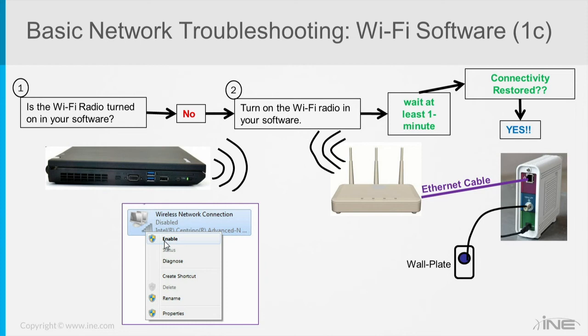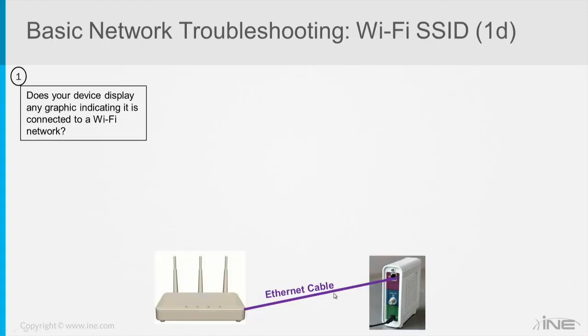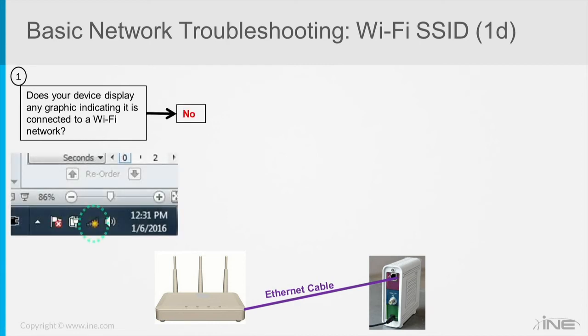Now let's say that's still not your problem. You say, okay, my switch on my laptop is turned on, or maybe in my tablet, I don't even have a switch, my Wi-Fi radio is turned on. I've checked that. Still don't have connectivity. Next thing you want to look for is somewhere on your tablet or your laptop, you should have some sort of graphic or icon that indicates if you're connected to a Wi-Fi network or not. Like in this particular case, if I see this, that means I'm not connected to a Wi-Fi network.